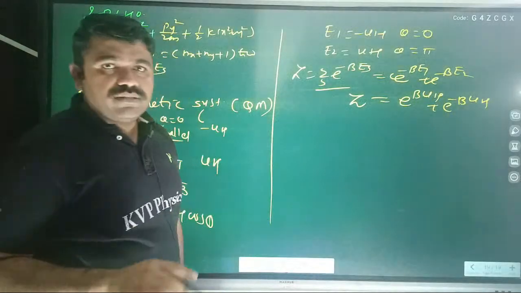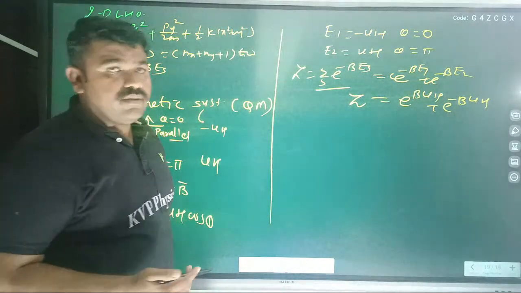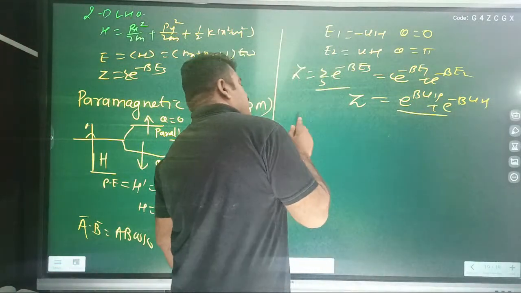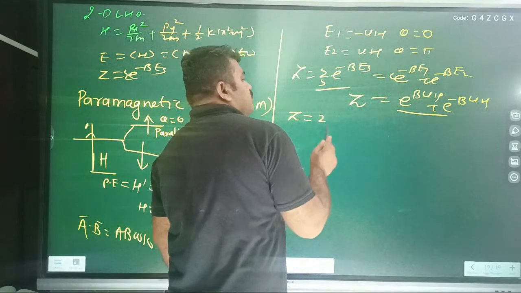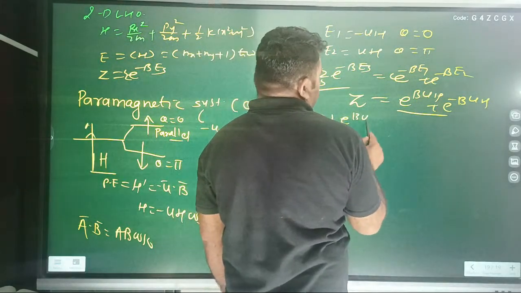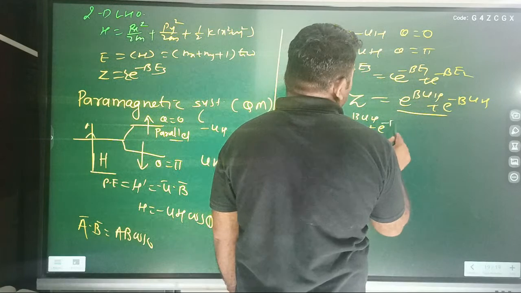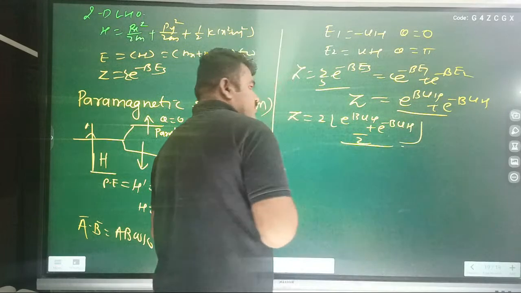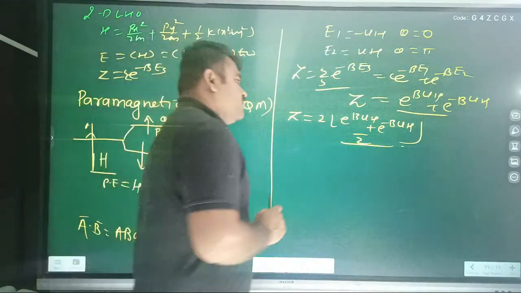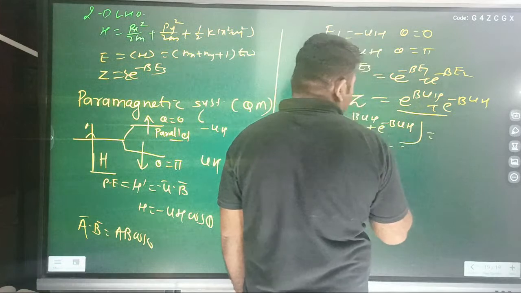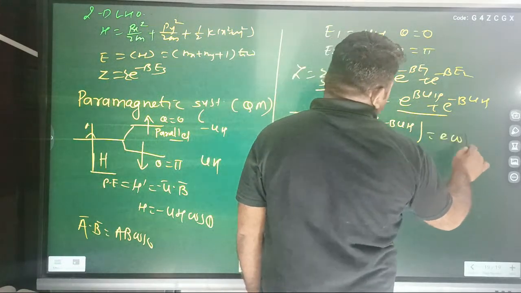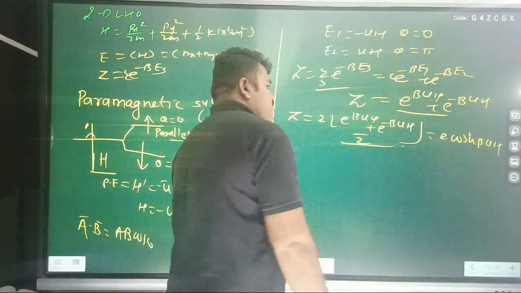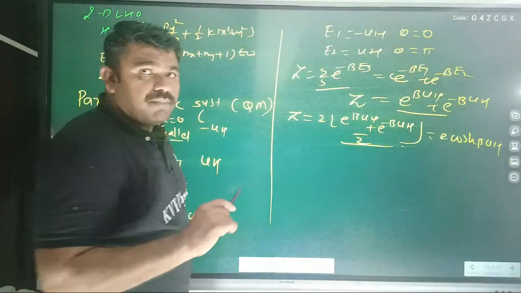Once you know the partition function, we can find all the remaining quantities. Yes or no? But here we can solve this one. This is slightly difficult. We can divide by 2 and multiply by 2. This becomes 2 times e to the power beta mu H plus e to the power minus beta mu H upon 2. This is nothing but cos hyperbolic. This is not any imaginary part. This is 2 times cos hyperbolic beta mu H. Once you know the partition function, we can find all the remaining quantities.